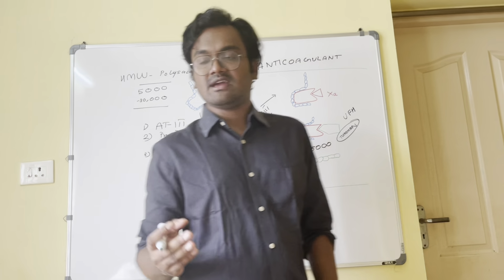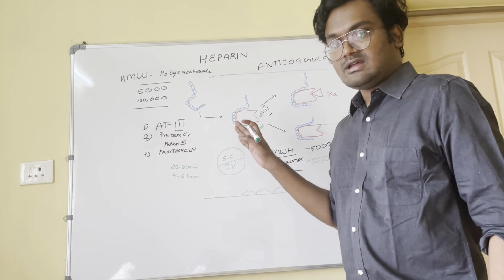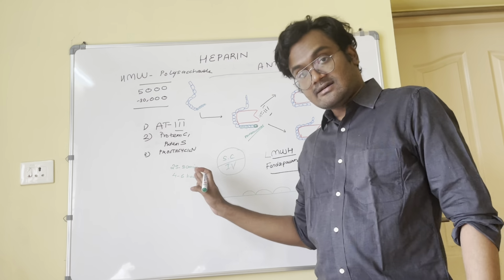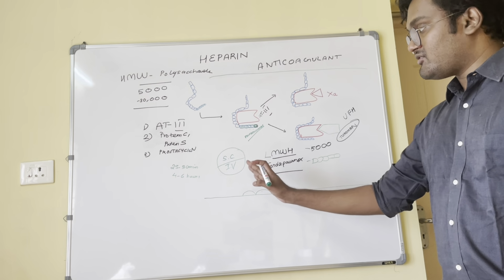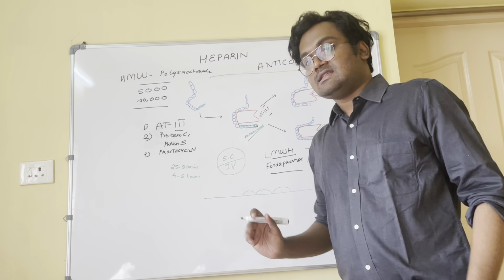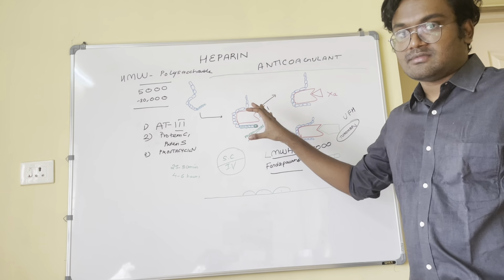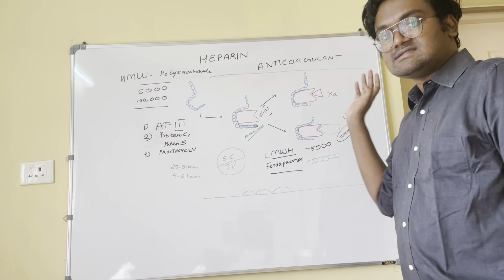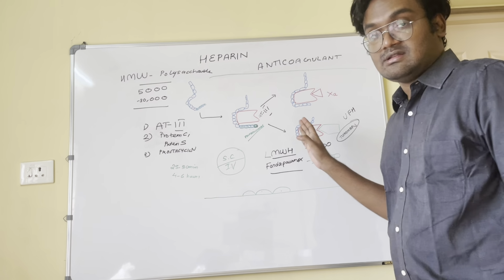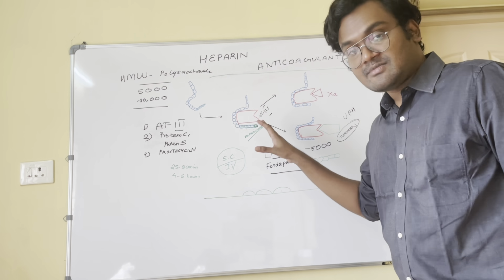So it is given by subcutaneous and IV route. The half-life is 25 to 30 minutes, and the duration of action is 4 to 6 hours. There is poor bioavailability because it binds to the endothelium and to the macrophages. Then there is a very interesting part: it doesn't only bind to antithrombin. There are a lot of things that it binds to. It binds to thrombin. It binds to other plasma proteins.